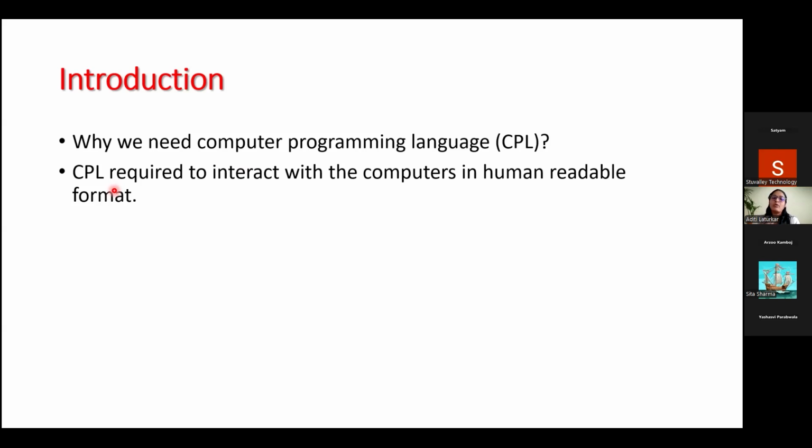Then whatever output the computer is going to give you, again, that is not in a human readable format, that is in 0-1 format, right? Which is a machine format. So again, the computer programming language is going to convert it into human readable format, and then it will show it to you, right? So that is the main purpose of any computer programming language. Clear, everyone? Any doubt here?